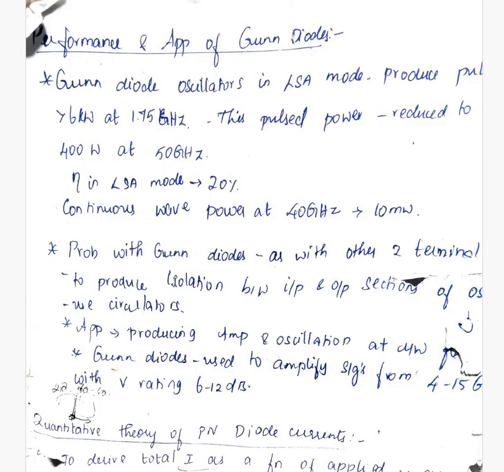The Gunn diode, as with other two terminal devices, produces isolation between the input and output sections. Applications: producing amplification and oscillation at microwave. The Gunn diode is used to amplify signals from 4 to 150 GHz with a gain of 6 to 12 dB.